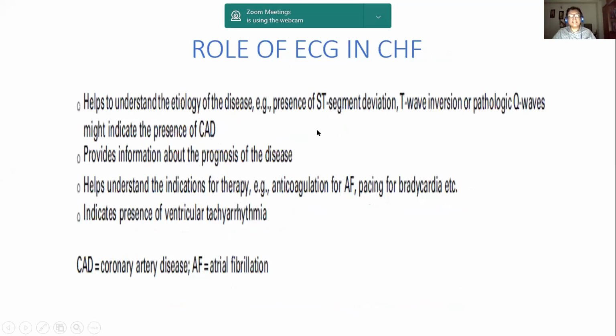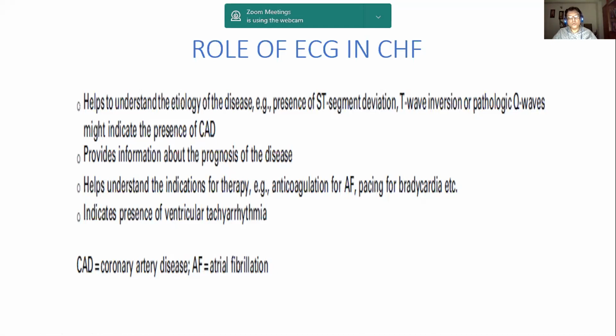ECG is a very preliminary investigation, and most of the time it is normal, but we need to check for the ST-T changes, Q waves, which might suggest coronary artery disease. If there is atrial fibrillation, we need to anticoagulate the patient, and if the patient comes with significant bradycardia or high grade AV block, we need to consider pacemaker implantation. And ventricular tachyarrhythmia is a very grave condition.